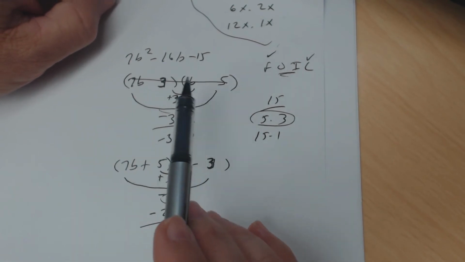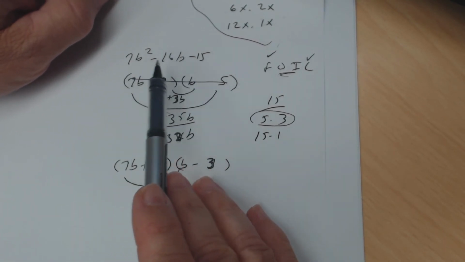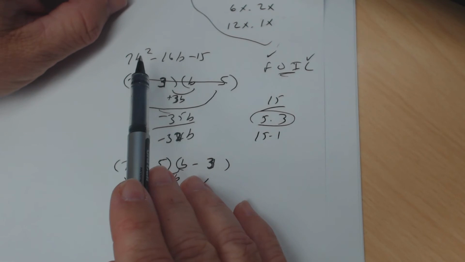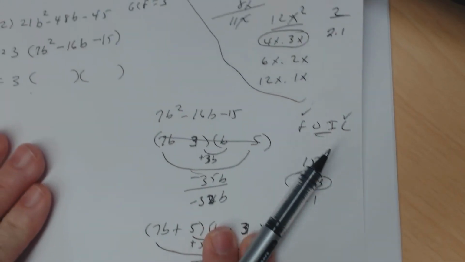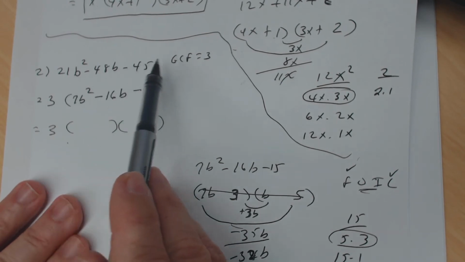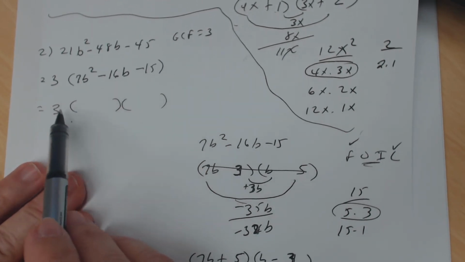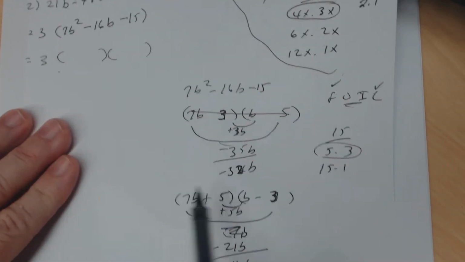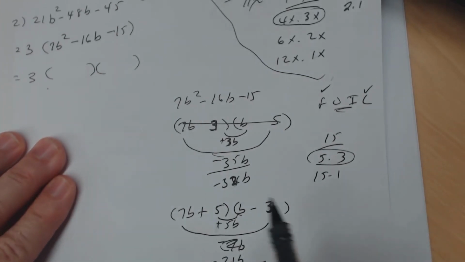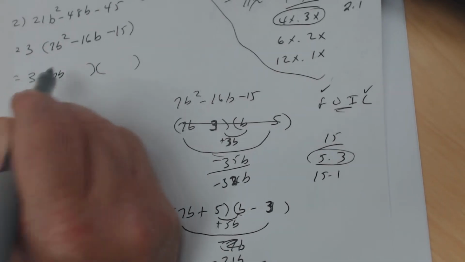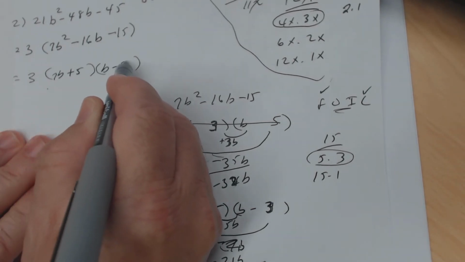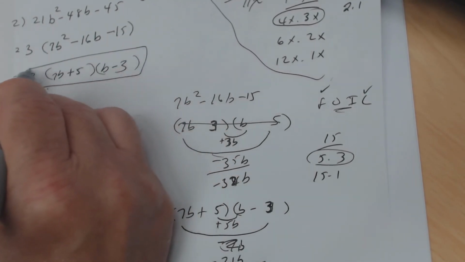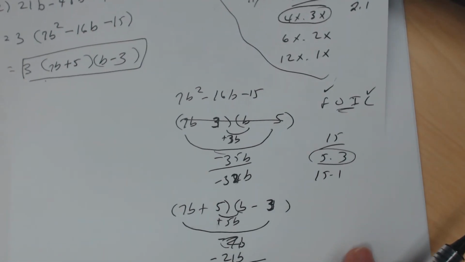But again, don't forget, it's easy to make a mistake. You're not factoring this. The original problem was not this. The original problem was this, where the GCF was 3. So you got to have 3 in your answer. So I'm going to have 3 times, and then these two binomials. So it'll be 7b plus 5 times b minus 3. So there's your answer. All right, so that's number 2.